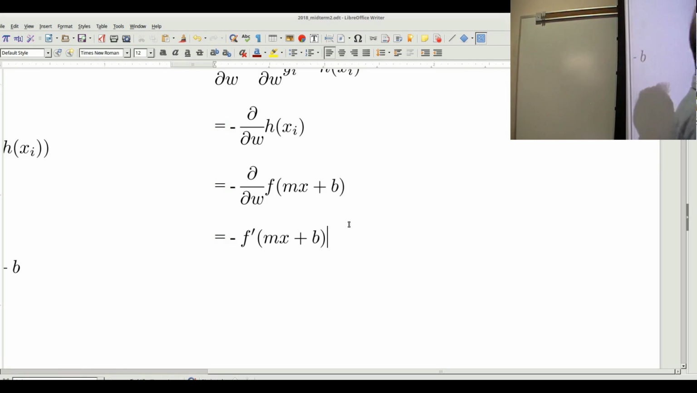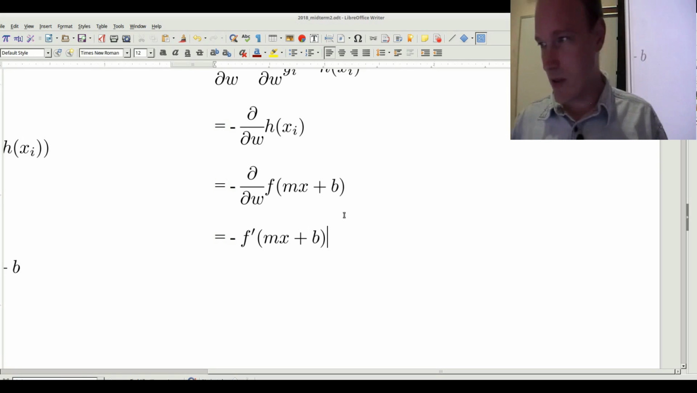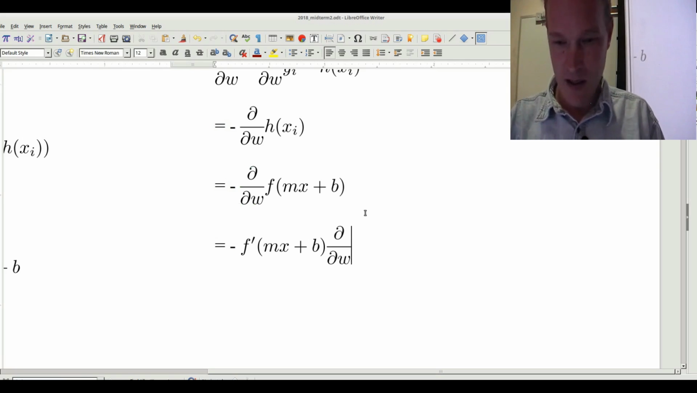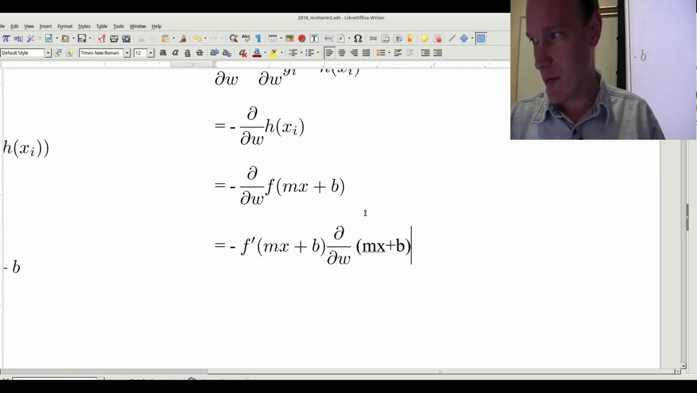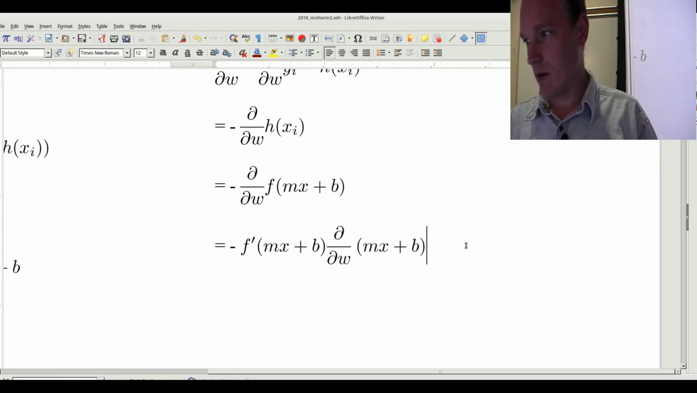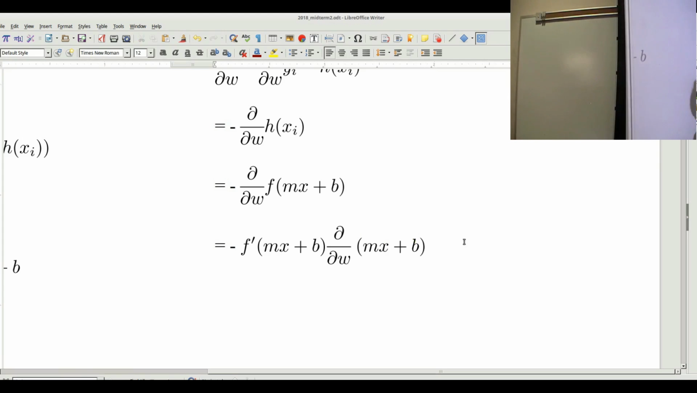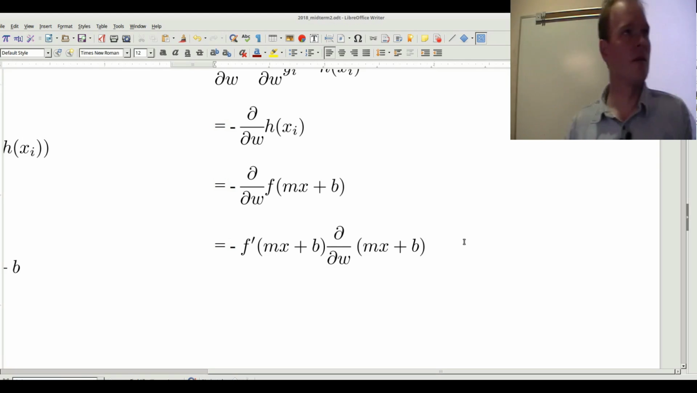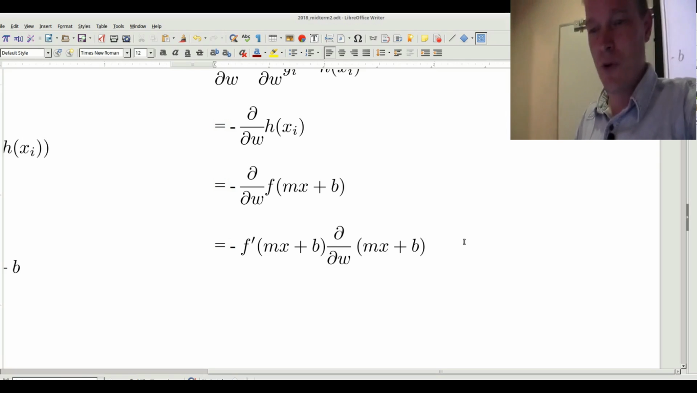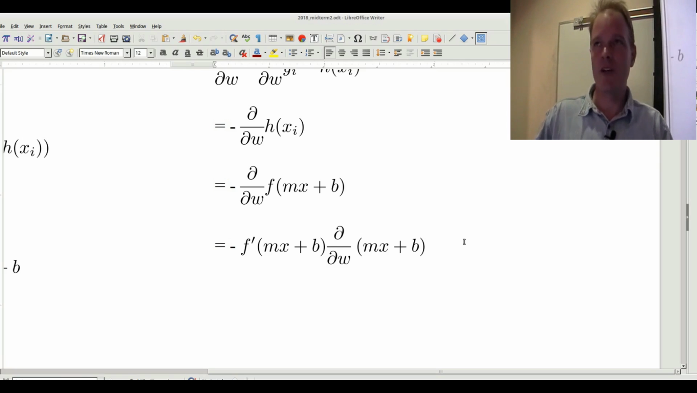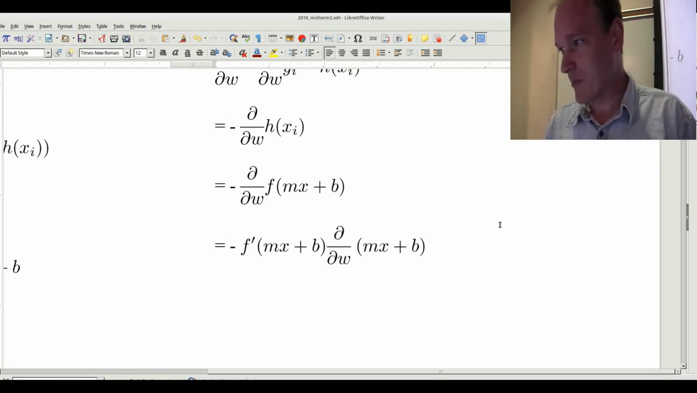But I'm not done because the chain rule says to take the derivative of some function, you take its derivative and then multiply by the derivative of what's on the inside. So I'm going to take this and put here a mx plus b. Okay? You see why I did that? Essentially, I pushed that partial derivative with respect to w through that function by turning that function into its derivative, and then I multiply by the derivative of the inside. You see how that's the chain rule? It is the chain rule anyway, so if you have forgotten your calculus, this is your refresher. Welcome back to calculus.